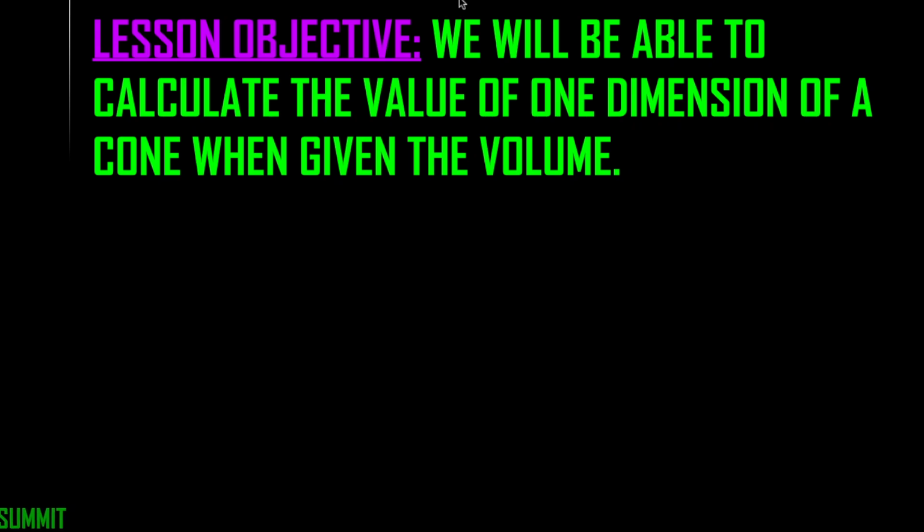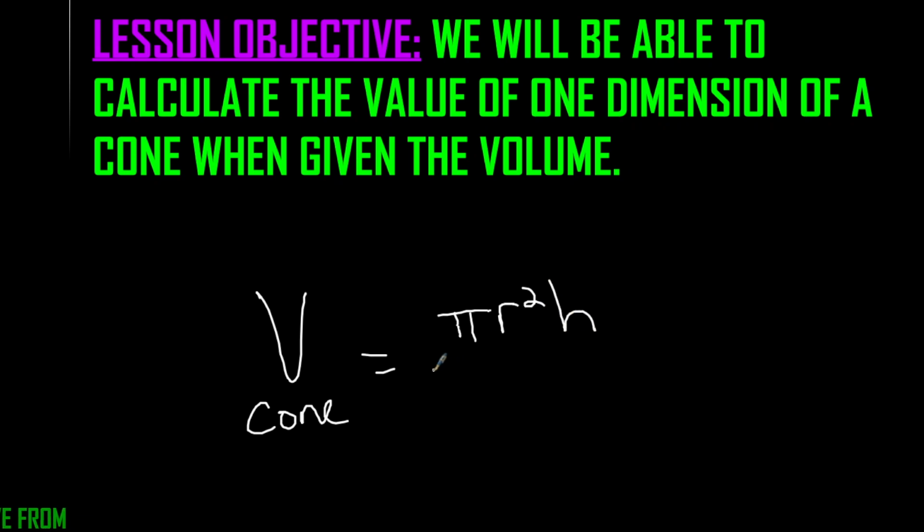So the formula is going to be a little bit different because remember the formula for a cone is going to be given as volume of cone is equal to area of the base, which is going to be the same as pi times the radius squared times the height, and the main difference is it's all divided by 3. So let's see how we can apply that to this.